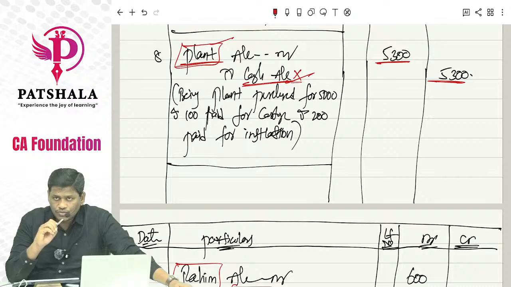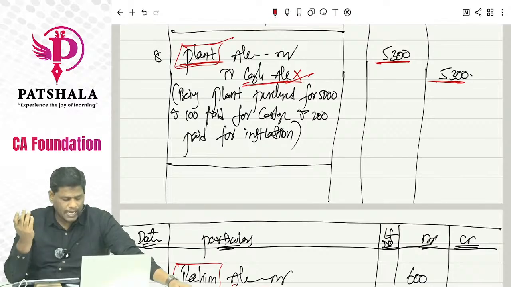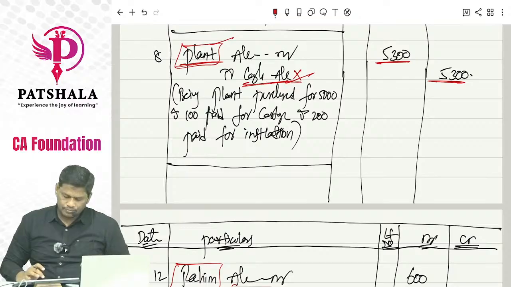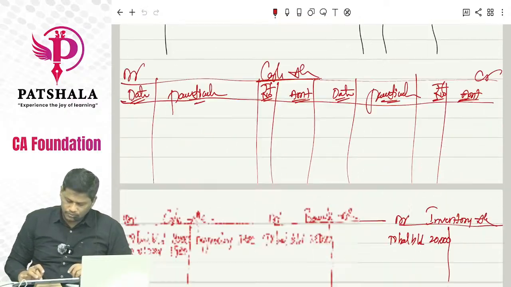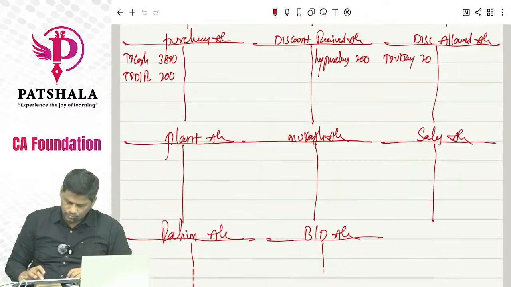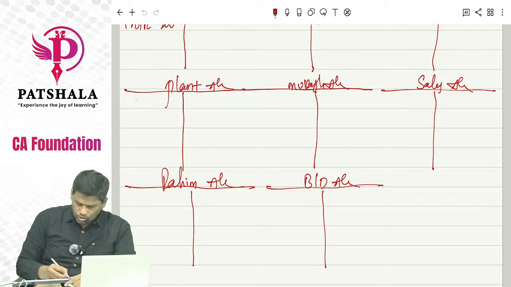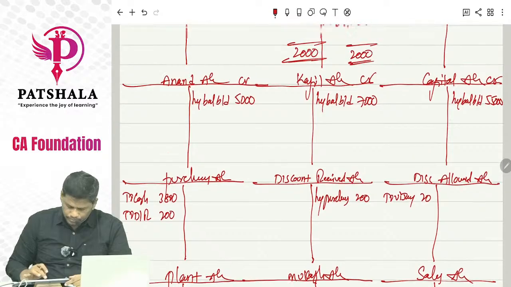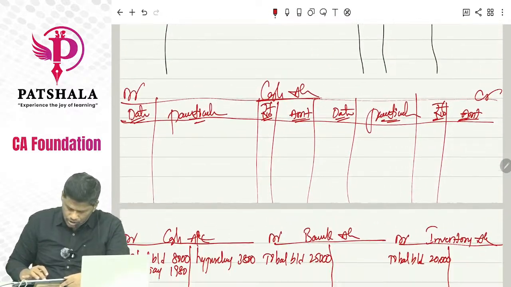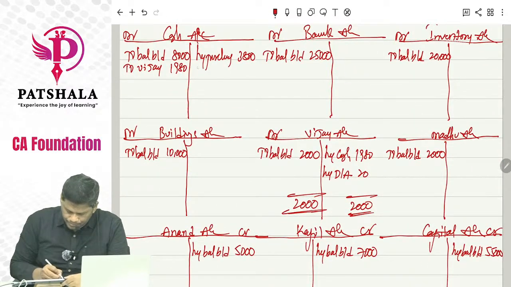To cash 5300. Go to cash account. By plant 5300. So go to plant account. To cash 5300 debit. Go to cash. By plant 5300 credit.